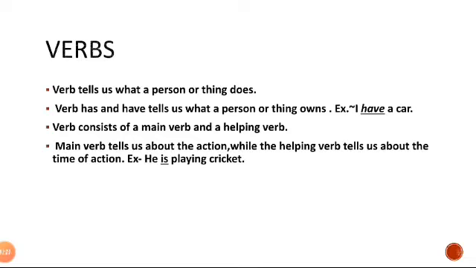Like see here in the example, he is playing cricket. Here is is the helping verb and playing is the main verb. Because playing is telling us about the action, what he is doing. And is is the helping verb. Helping verb tells us about the time of action. So is shows present tense. If suppose I say he was playing cricket, so was is showing past tense. So a helping verb tells us about the time of action and the main verb tells us about the action.